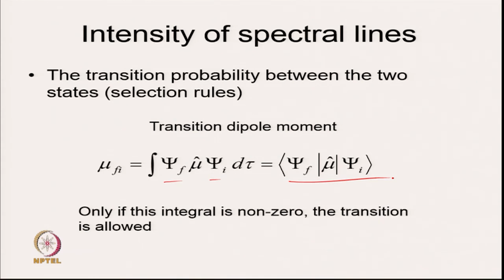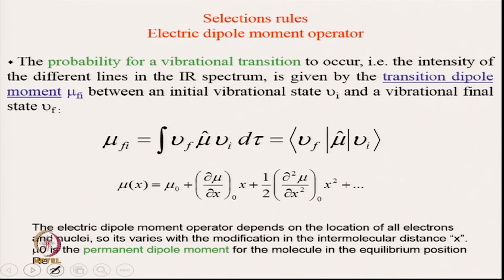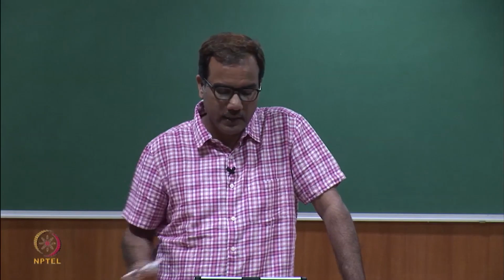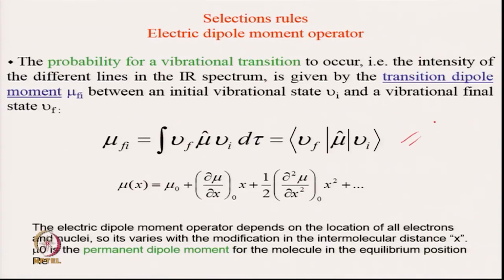So, here we will use the vibrational wave function. Suppose we are going from v equal to 1 to v equal to 2, then you have to take the wave function of the second vibrational state and the first vibrational state. So this will be psi 1 and this will be psi 2: integral of psi 2 into the mu operator multiplied by psi 1 d tau. If this is non-zero, then your transition is allowed. Again, the transition dipole moment is given by this. I already discussed that.